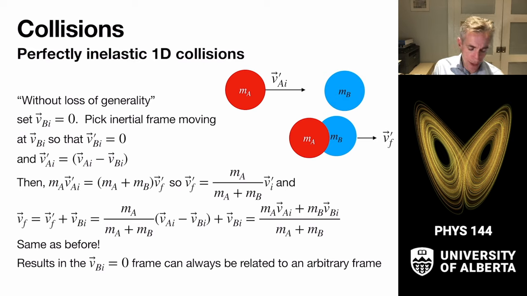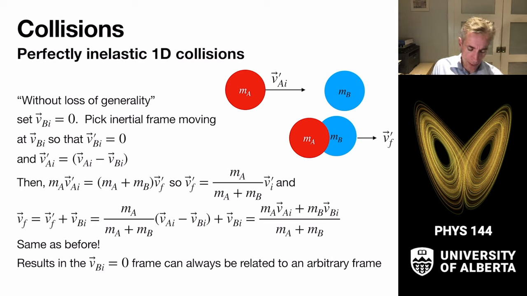And so that says MA VAI prime, because we've subtracted off the velocity, equals the sum of the masses times the final velocity. And therefore, we get that this nice little ratio holds for what the final velocity is in terms of the initial velocity. But it would be very good for us to transform back. So we can go back to the result that we wanted before by taking the VF prime, which we've derived in this inertial reference frame, and adding to it the B velocity that we originally subtracted off right up there.